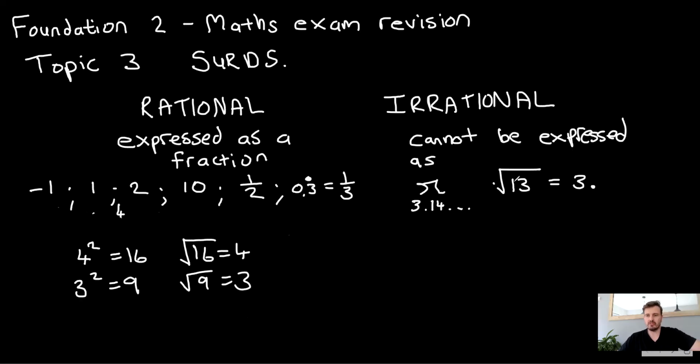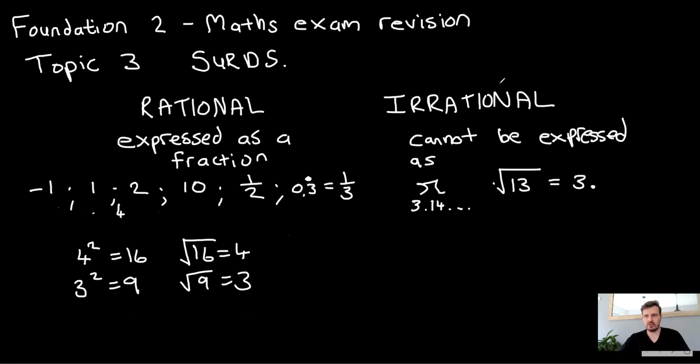Okay, so because root 13 is between 3 and 4, and it cannot be expressed as a fraction, it is therefore irrational. So a lot of these surds are just irrational numbers. Now, we don't just have to have a square root. It can also be a 3 here.